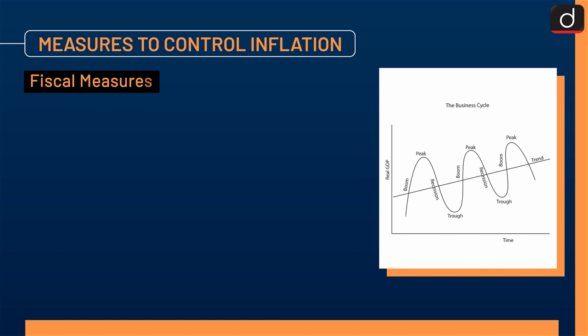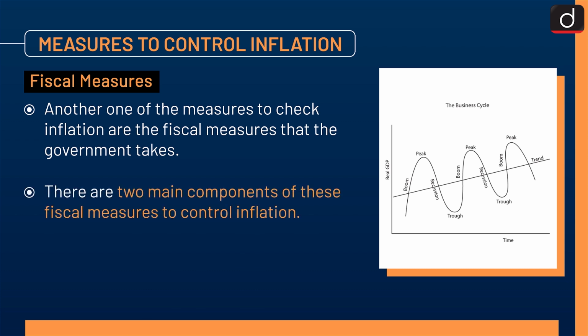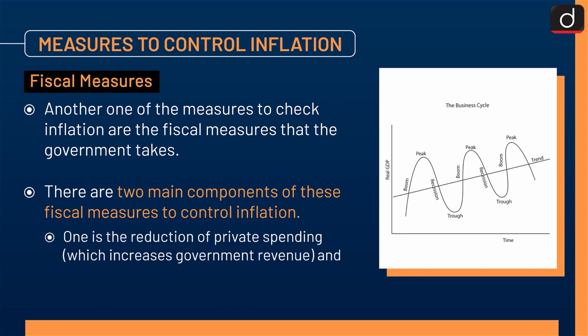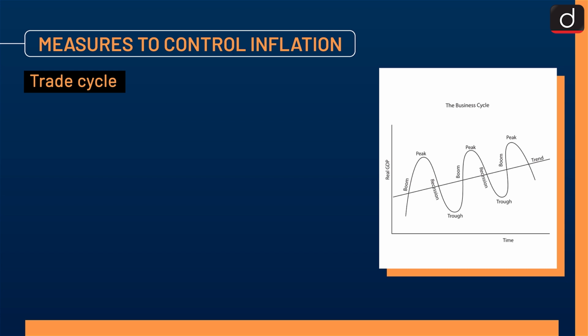Next are fiscal measures. Another one of the measures to check inflation are the fiscal measures that the government takes. There are two main components of these fiscal measures to control inflation. One is the reduction of private spending, which increases government revenue, and the other is the reduction in government spending or expenditure. Next is trade cycle.